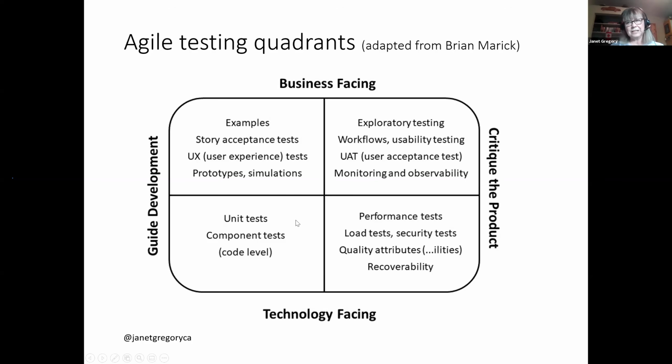You can see the unit tests are in technology facing, which just means the language of the test your business won't be able to read. But there's also business facing that critique the product, our exploratory testing, for example. But there's a whole lot of other tests that fall into this 4th quadrant, this lower right-hand quadrant, critiquing the product, technology facing. These are all of the tests that are the quality attributes. How do we make it better? So performance, load, can it be recovered? All of those types of tests.